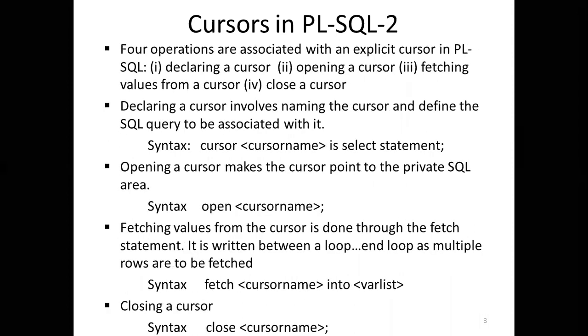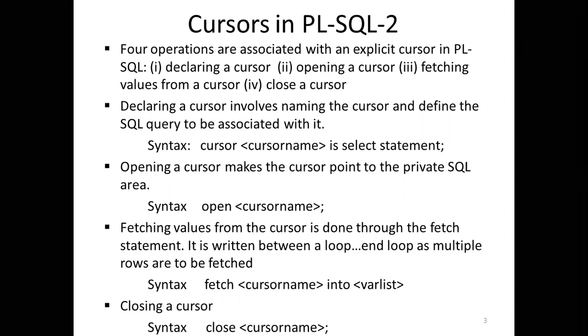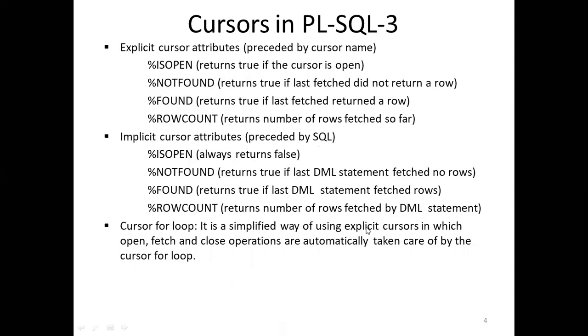And there are operations with the explicit cursors, that is declaring a cursor, opening a cursor, fetching values from a cursor, and closing a cursor. And a declaration, as you remember, the syntax is cursor name is select statement. Open cursor name. Fetching values, fetch cursor name into the variable list. And this could be a variable list or it could be a percentage row type variable also. And then closing a cursor is close cursor name.